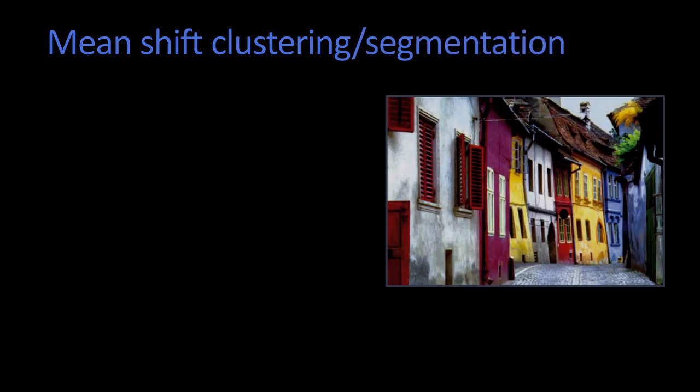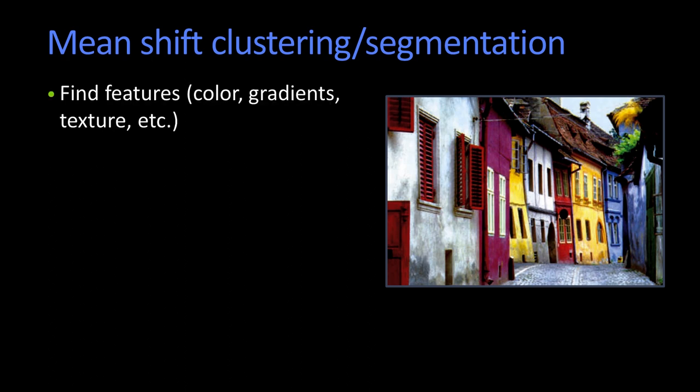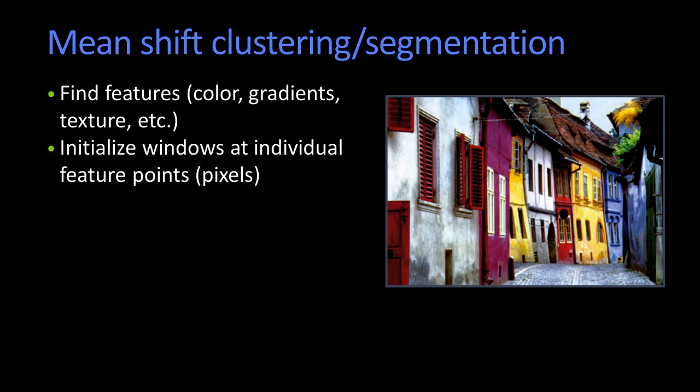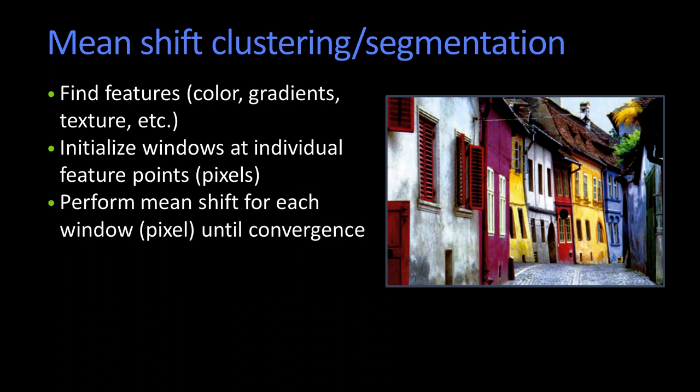All right. So when we're going to do this for segmenting a color image, what we have to do is define some feature. So maybe we're using just U and V, or maybe U, V, and X, Y if we wanted color and location. We have to initialize the windows at every pixel, that is, every possible color point in that LUV space. Now, would you do every one? No, you would take a sampling of them.